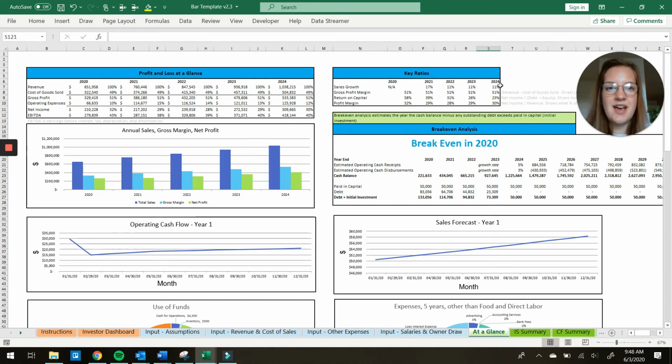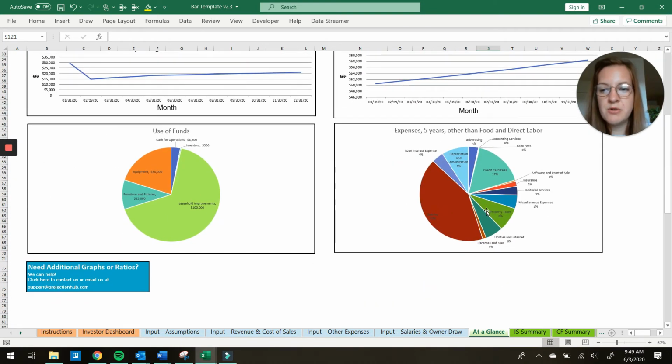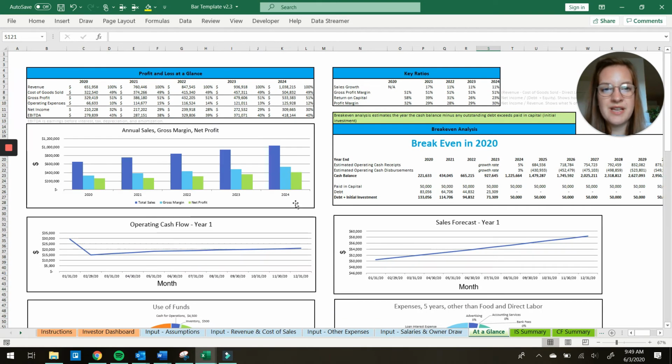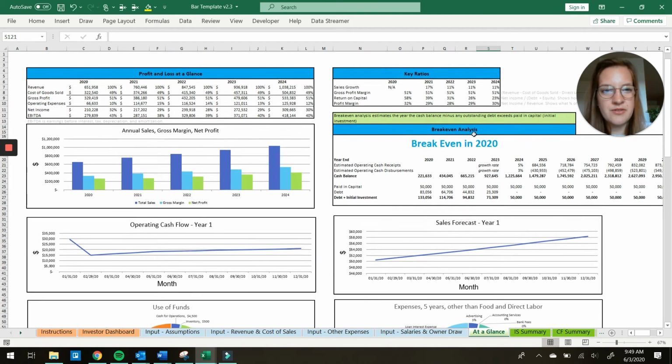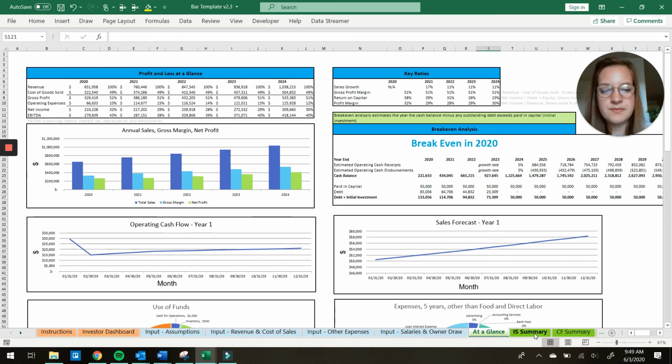On the at a glance tab, we have some key ratios and graphs and charts that will be helpful for you. These are easy to be pulled out and put into a pitch deck. So we've got a break-even analysis here, profit and loss at a glance, some pretty pie charts below. So those are mostly for your pitch deck and for your reference as well.